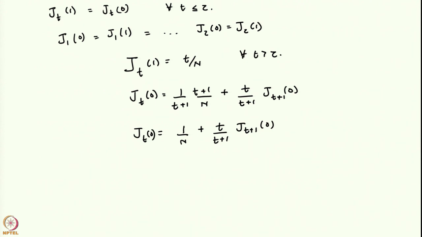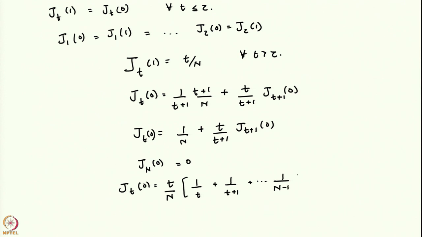So, now I can in fact work this out even further. You can substitute this backwards. Remember, we have that J n of 0 is equal to 0. So, substituting this backwards gives us that J t of 0 is given by this expression. It is t by n times 1 by t plus 1 by t plus 1 plus dot dot dot till 1 by n minus 1. This is J t of 0. Okay.